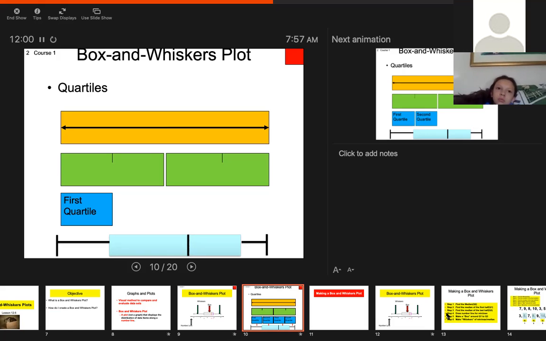All right, anybody want to take a guess where the second quartile is? Where would it be on my box? If that's the first quartile, where's the second one? What's the next one? Yeah, but where on my box and whiskers plot is the second quartile? The line. Okay, anybody else want to take a guess? The first blue section.